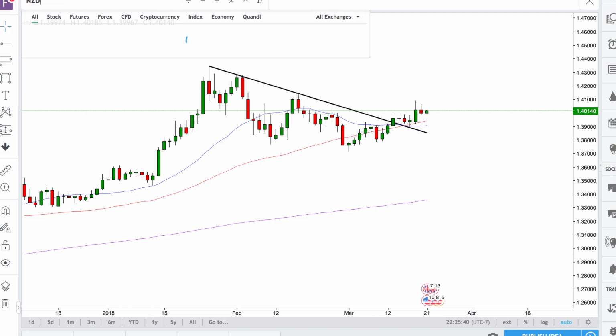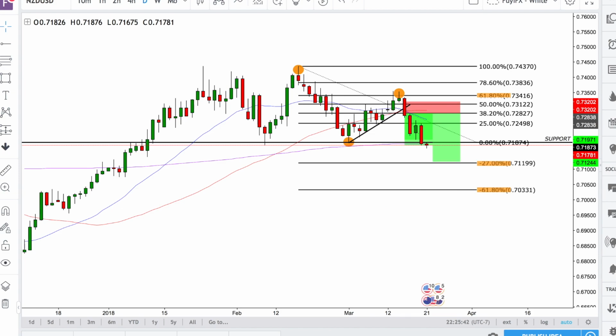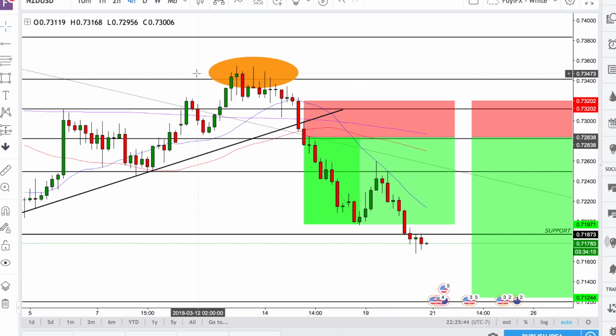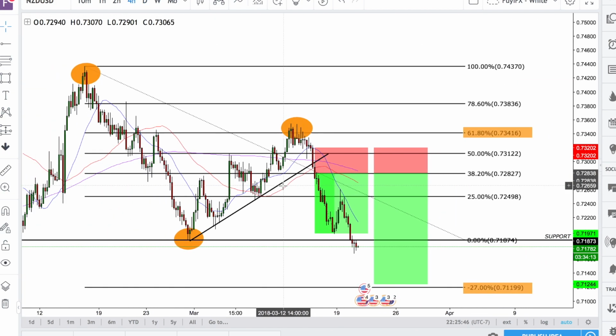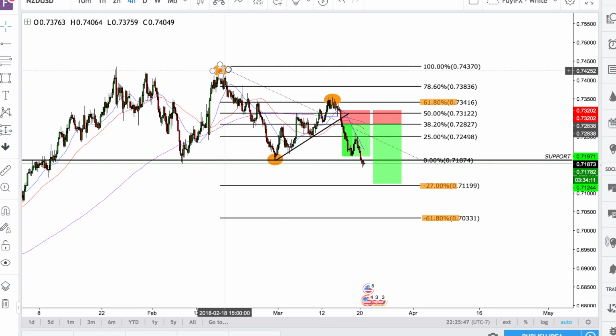Kiwi dollar. This was a nice trade here. I shorted this. This is a very, very simple trade. Point A, B, C, 61.8 fib. All right, so I'm pulling from high to low.